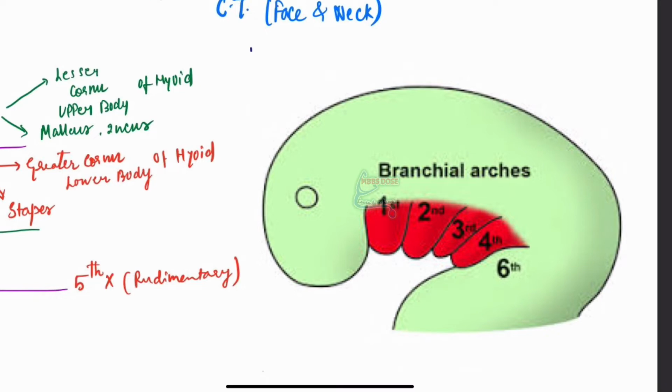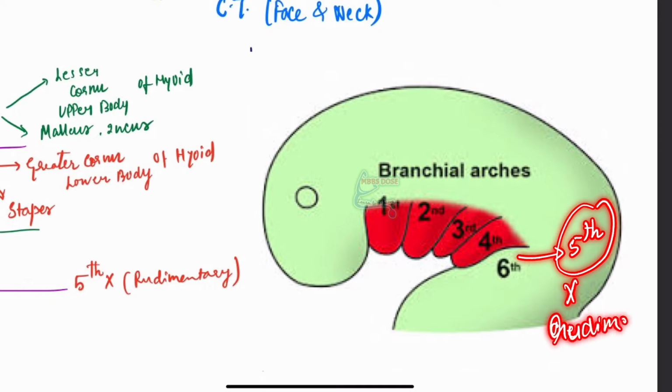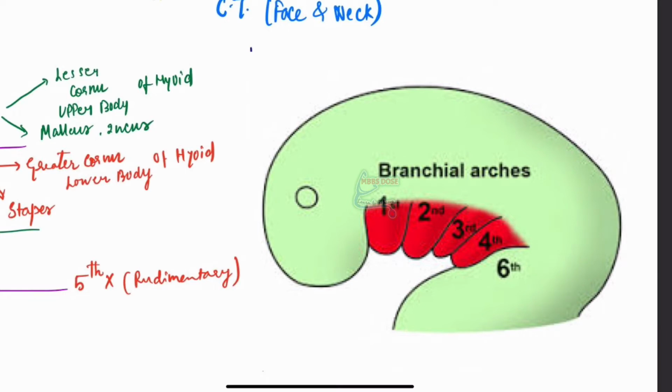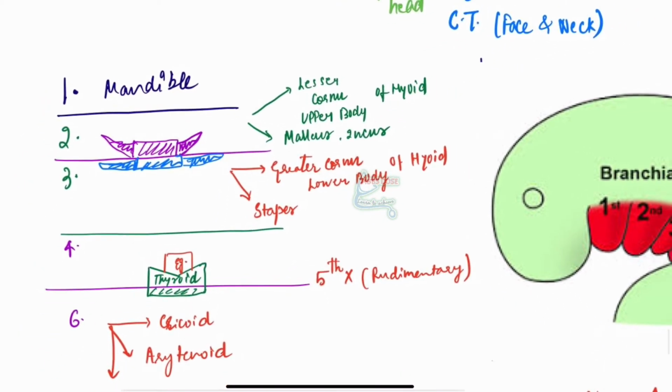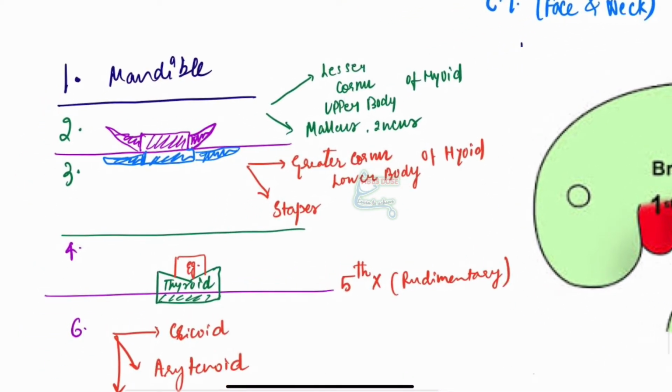There are 6 in total, out of which the 5th branchial arch, or pharyngeal arch, degenerates; it is rudimentary. We don't have any further formation of any specific organ from it. So let's learn about the pharyngeal arches according to their number, and what they specifically form.